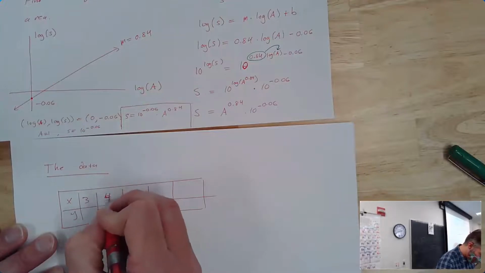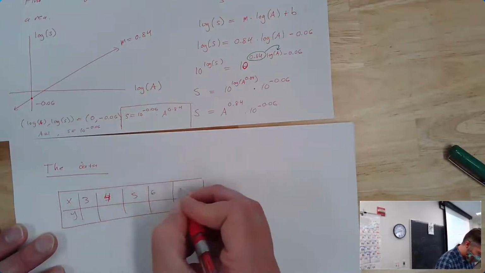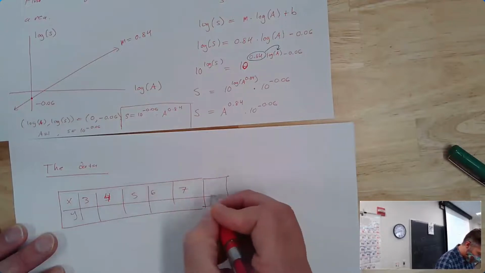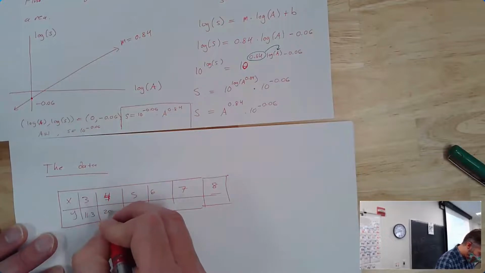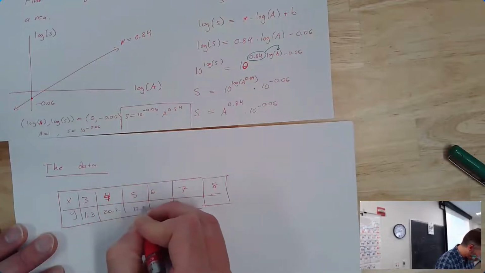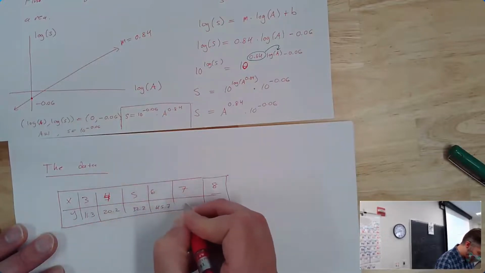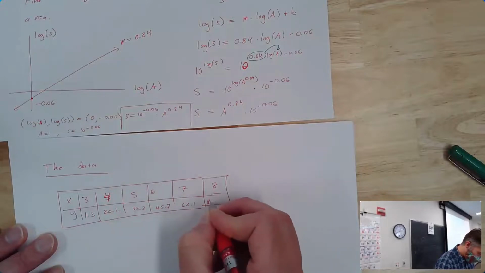Oh, that's a 4, not a 5. 3, 4, 5, 6, 7, 8. And we have 11.3, 20.2, 32.2, 45.7, 62.1, 80.4.